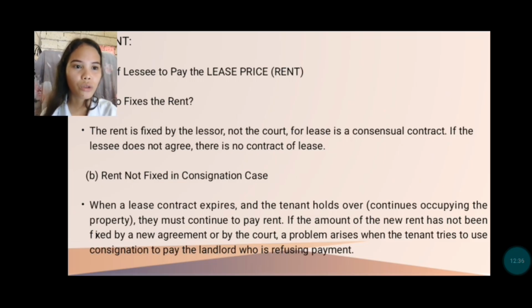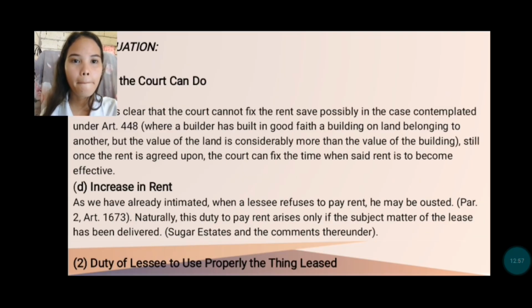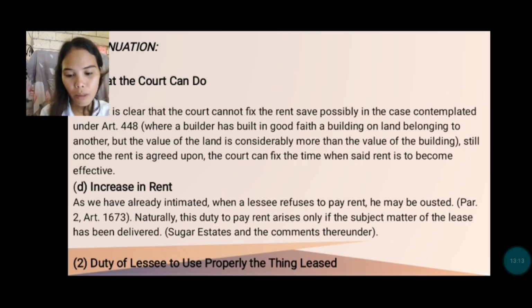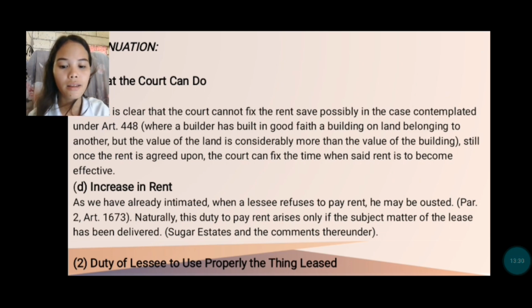When a lease contract expires and the tenant holds over, continues occupying the property, they must continue to pay rent. If the amount of the new rent has not been fixed by a new agreement or by the court, a problem arises when the tenant tries to use consignation to pay the landlord who is refusing payment. What can the court do? Well, it is clear that the court cannot fix the rent, save possibly in the case contemplated under Article 448, where a builder has built in good faith a building on land belonging to another, but the value of the land is considerably more than the value of the building. Still, once the rent is agreed upon, the court can fix the time when said rent is to become effective.